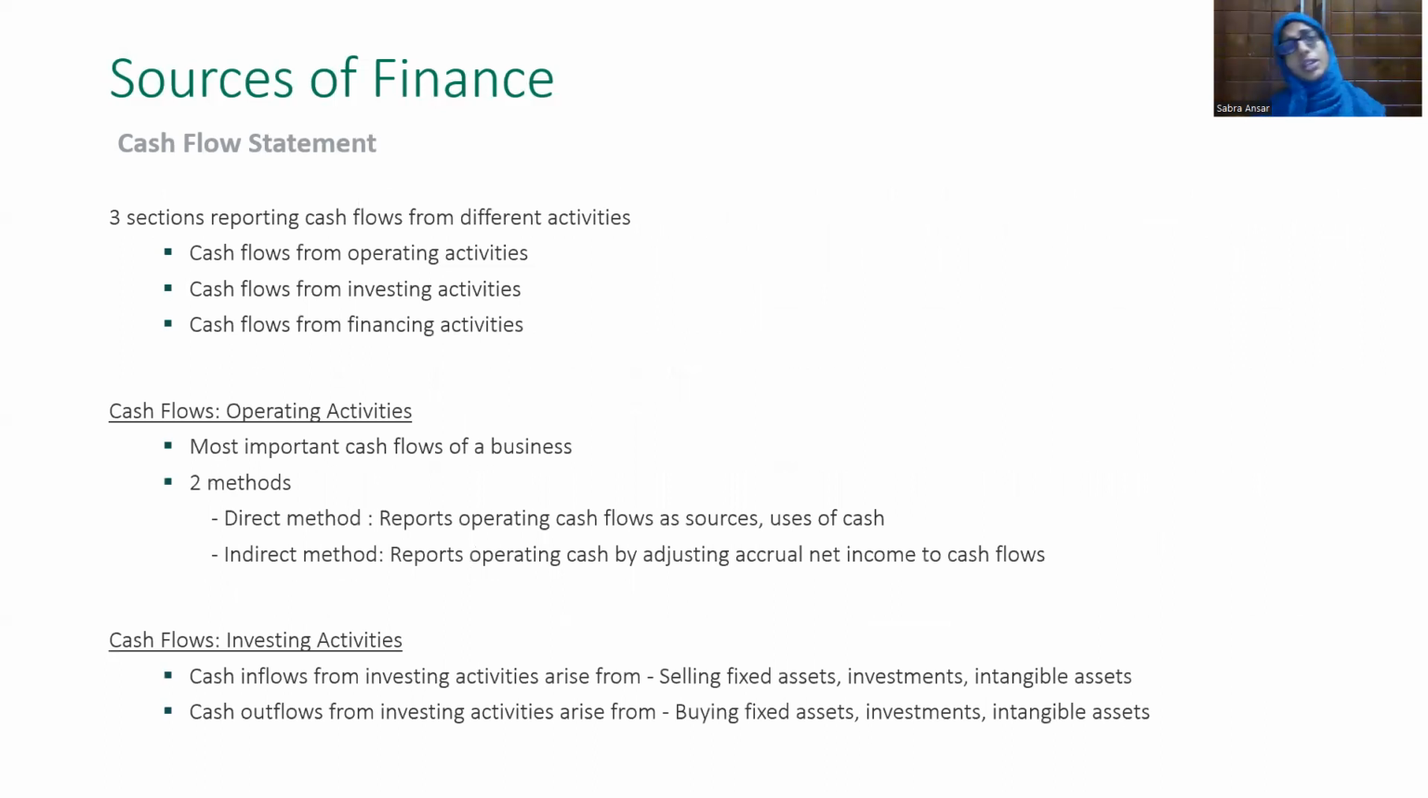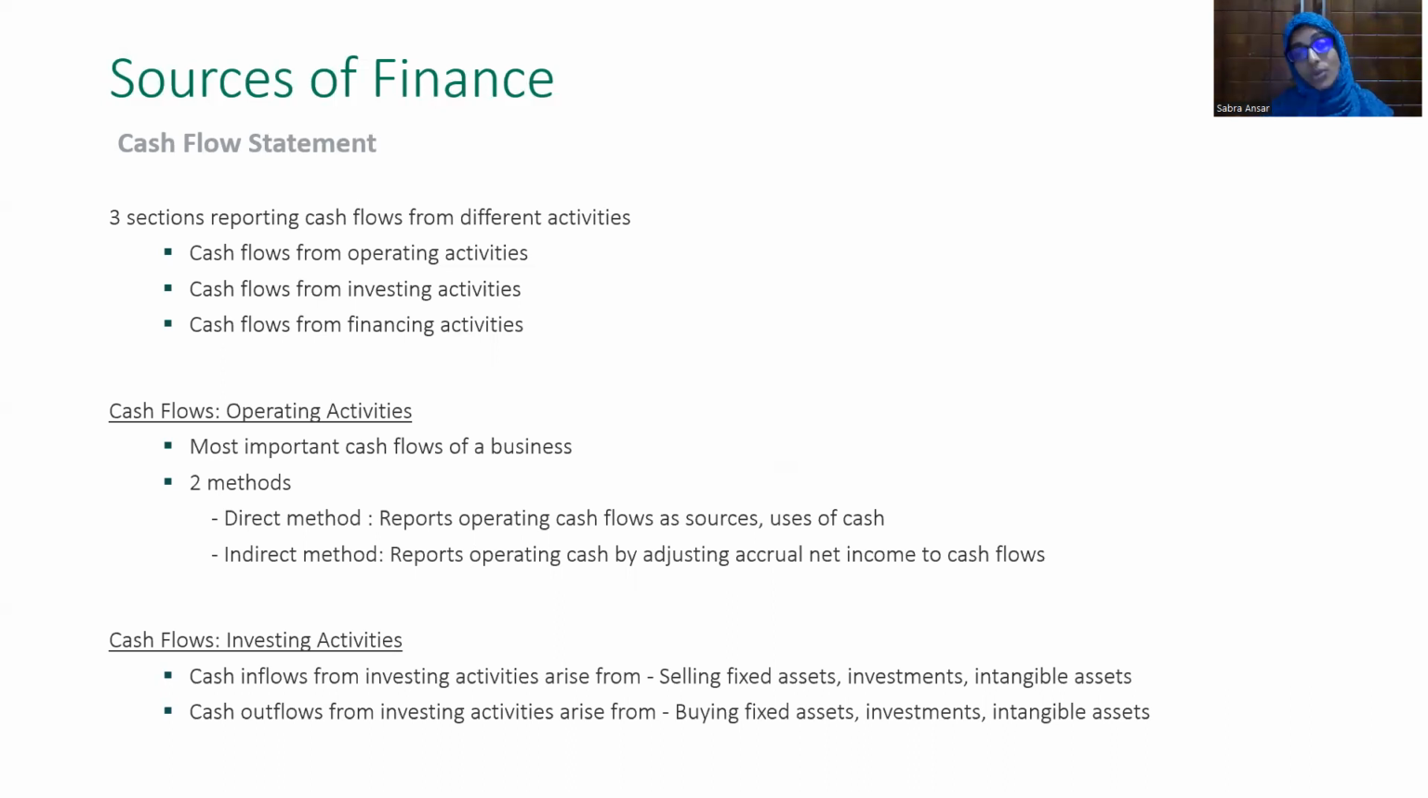So now we're talking about cash flow. There are three main sections that we need to talk about when it comes to cash flow. The first section is the cash flows coming from operating activities. Thereafter, the cash flows coming from investing activity. And lastly, we'll be talking about the cash flows from the financing activity. These are the three main things that will be included in a cash flow statement.